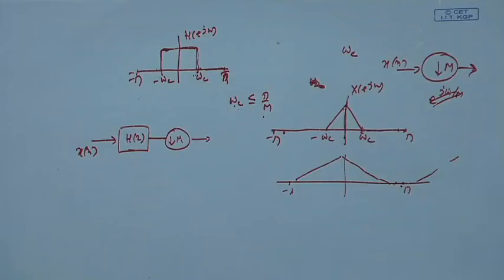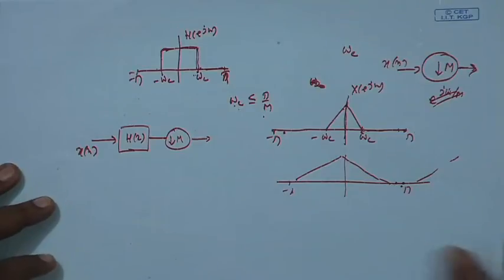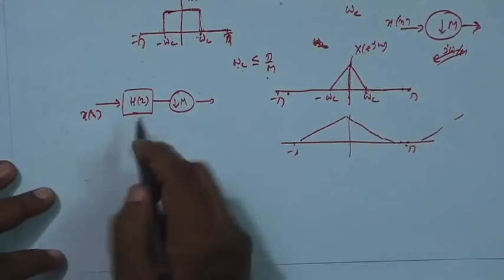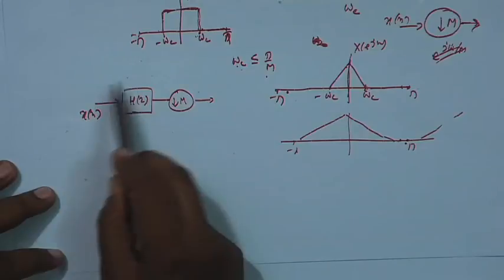Now I will talk about using the noble identities, which were covered in the previous class. I will talk of the efficient decimator and efficient interpolator. There is an H(z) filter given. Now, look at the structure.